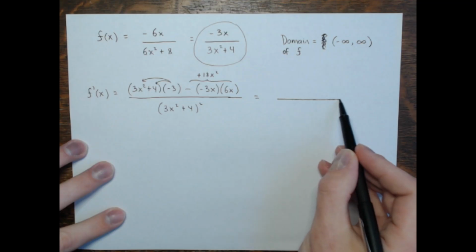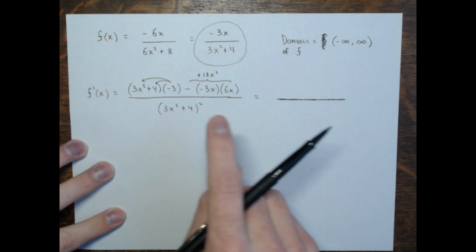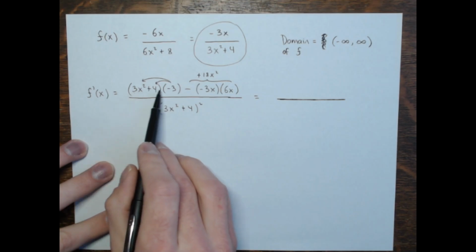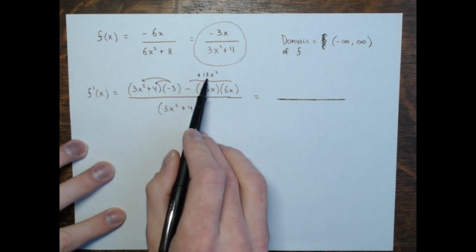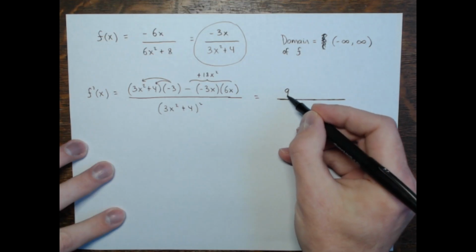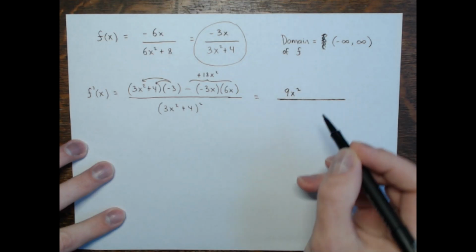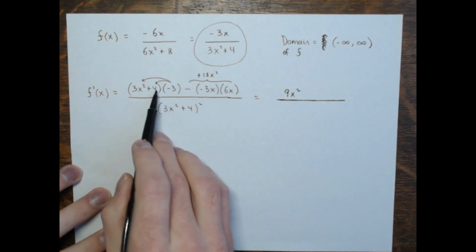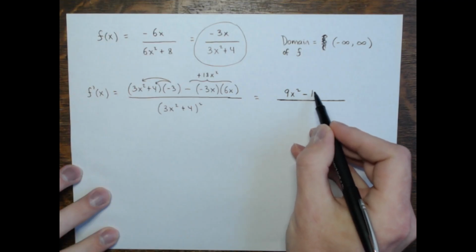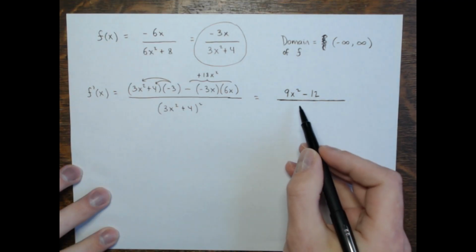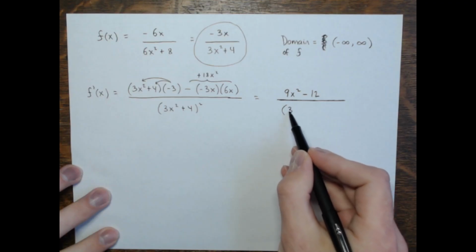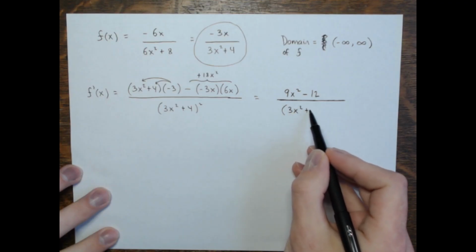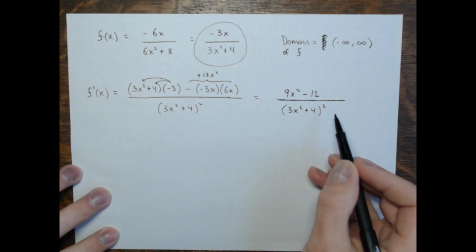All right, so putting some stuff together, you have -9x squared, but then plus 18x squared would be positive 9x squared for the x squared terms put together up there, and then minus 12. And then down here, 3x squared plus 4, squared.